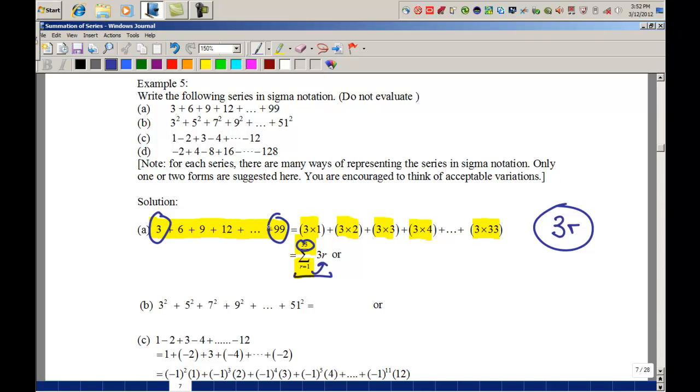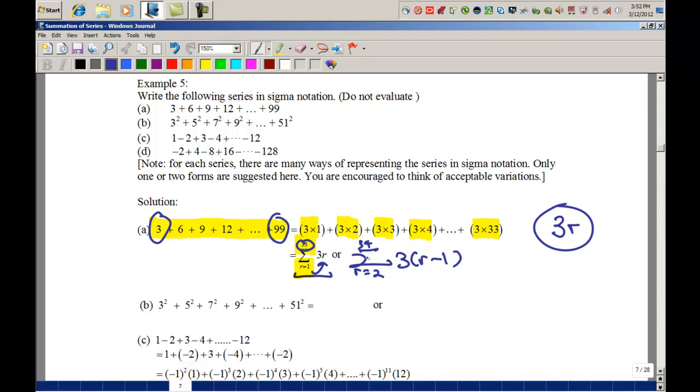Now there's another way you can represent your sigma notation. You can choose not to have the lower limit to be at 1. Okay, you can actually write it down like this. 3 times r minus 1, lower limit will now be 2, upper limit will now be 34. The two expansions will give you the same set of numbers, so they are both similar.